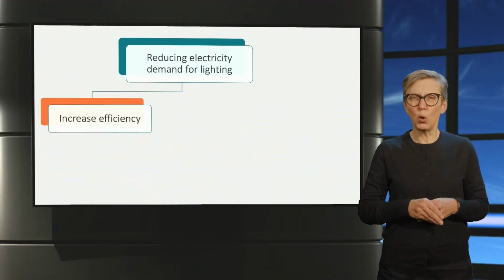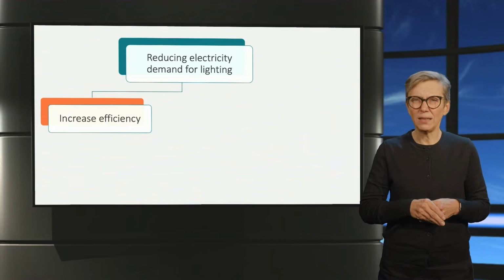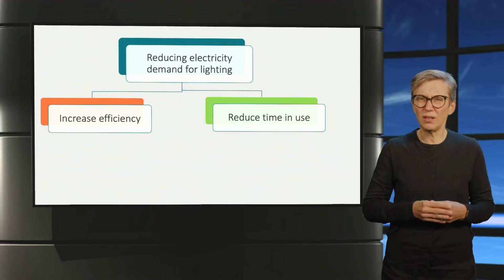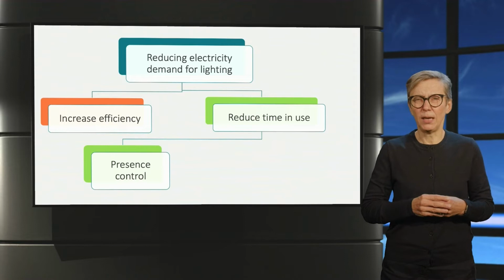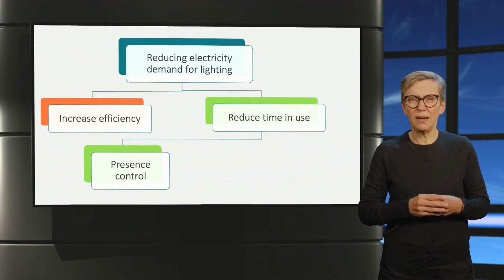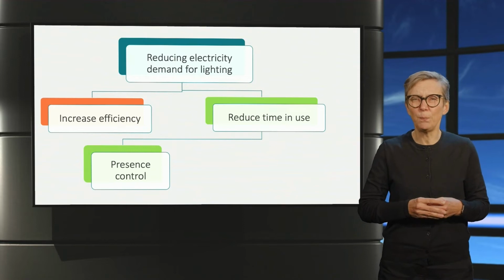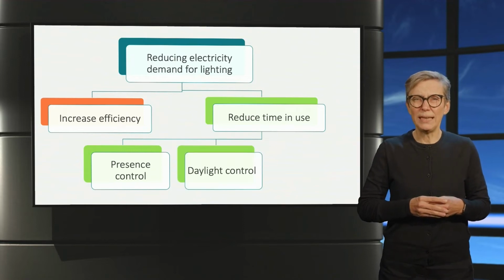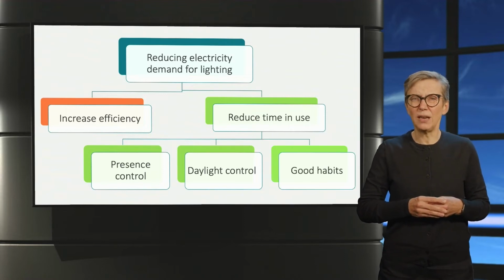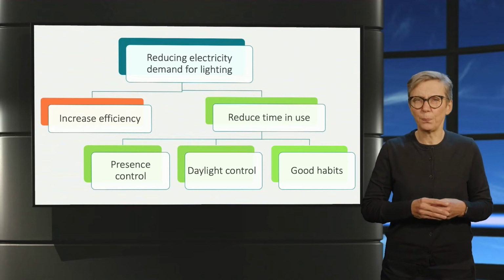First, we have technical options to increase efficiency of lighting. On the other hand, we have options to reduce the time of use of lighting, like presence control, meaning the light switches on/off depending on the presence of people in a room, daylight control, where the intensity of lighting responds to the amount of daylight, and finally good habits, like turning the lights off when you leave a room.